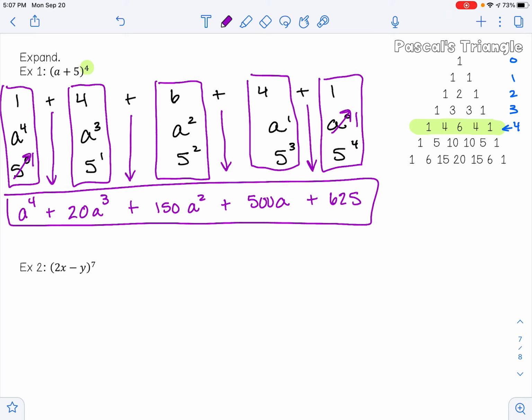If I didn't have Pascal's triangle, I would have to do a plus 5 times a plus 5 times a plus 5 times a plus 5. I'd have to multiply these two together, and then I would have to multiply these two together, and then I would have to multiply that answer by that answer. So you would be there for a while doing all of that. Because we know Pascal's triangle and we know the binomial theorem, we can get our answer just like this.